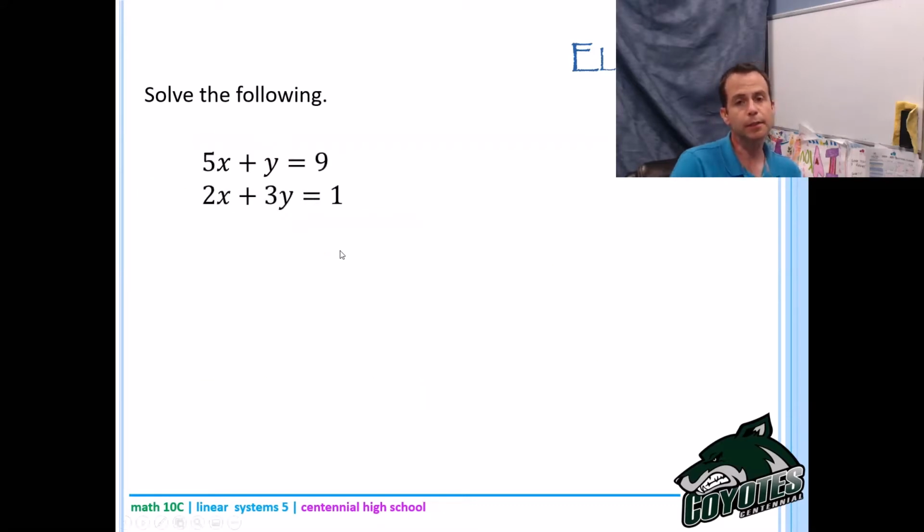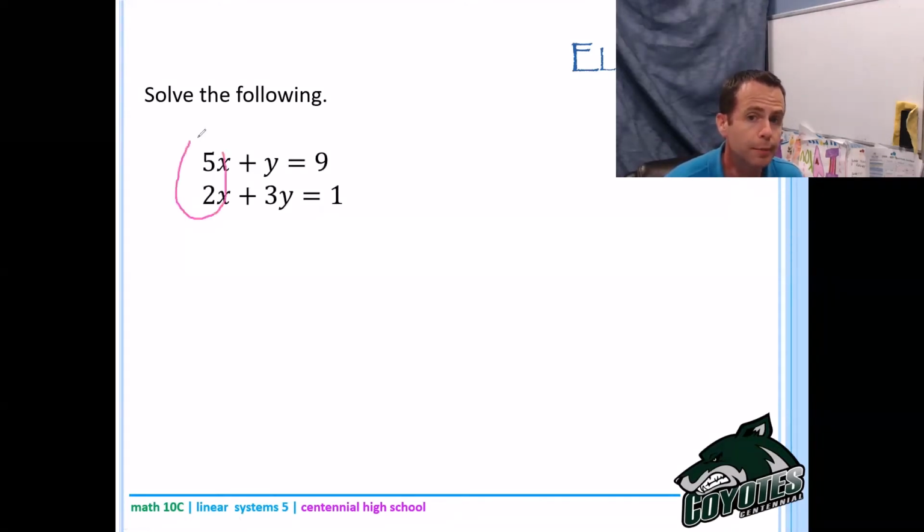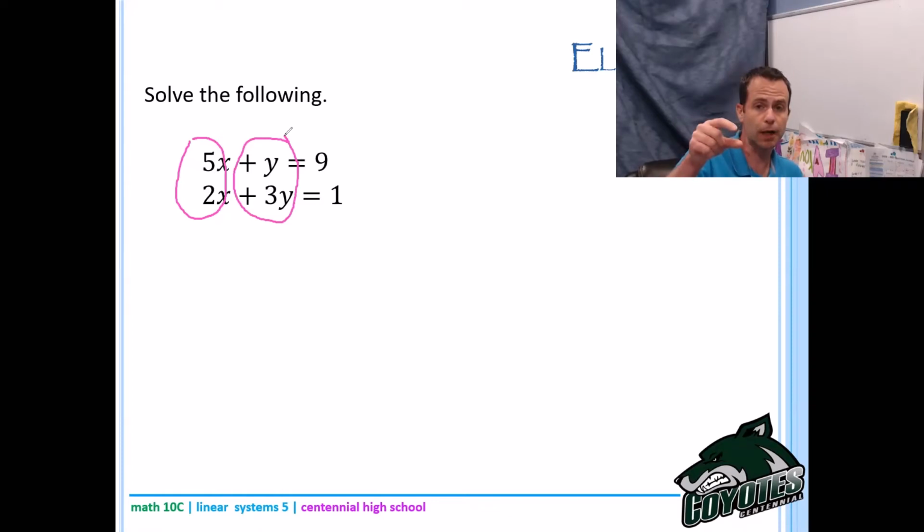Now this one's a little bit trickier. I am still as simplified as possible, and I do have everything lined up, but I'm not actually ready to eliminate. Okay, so I need to think, okay, what's the easiest thing for me to do? I could try to eliminate x's. If I wanted to eliminate x's, what I would be looking at is making them both say 10x, because I could multiply the top guy by 2, and I could multiply the bottom guy by 5. Or I could eliminate y's just by multiplying the top guy by 3, and then I don't have to do anything to the bottom guy.